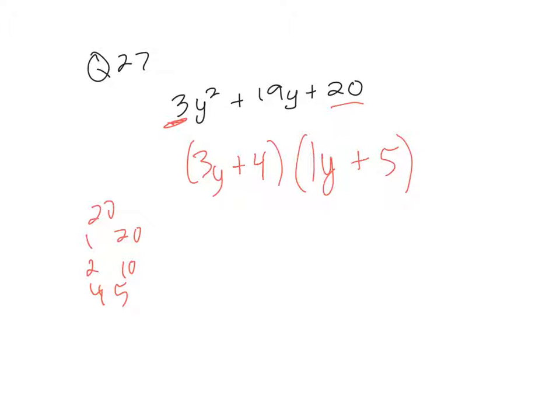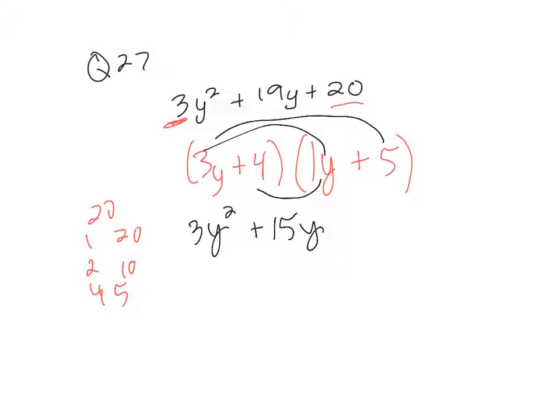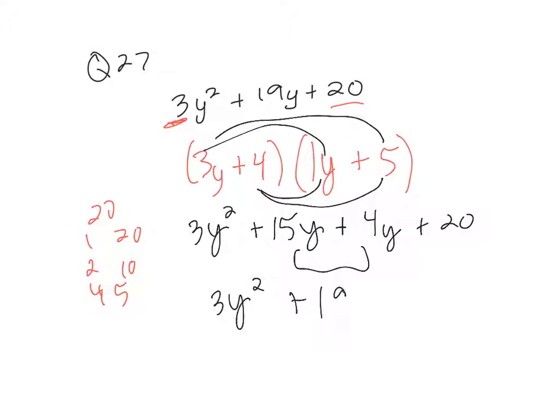I'm not going to write out FOIL to the side because you should get to the point where you don't need it. So first is 3y squared. Outer, 3 times 5 is 15y. Inner, 4 times y is 4y. And last, 4 times 5 is 20. If I combine these together, I have 3y squared plus 19y plus 20. Since I got the same thing as my original, I know that this is my answer.